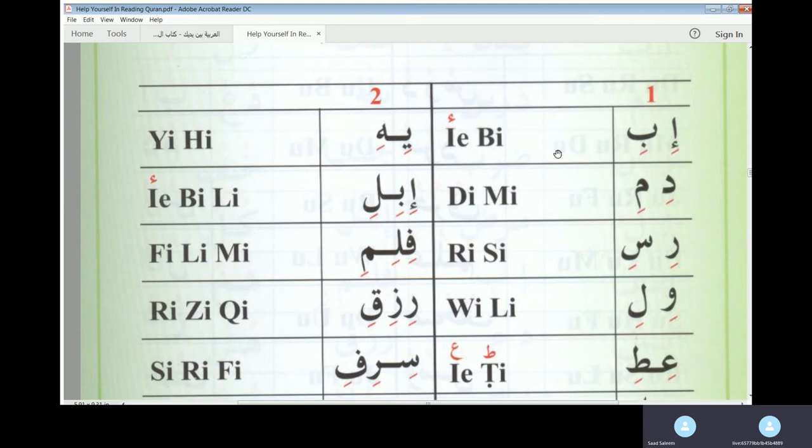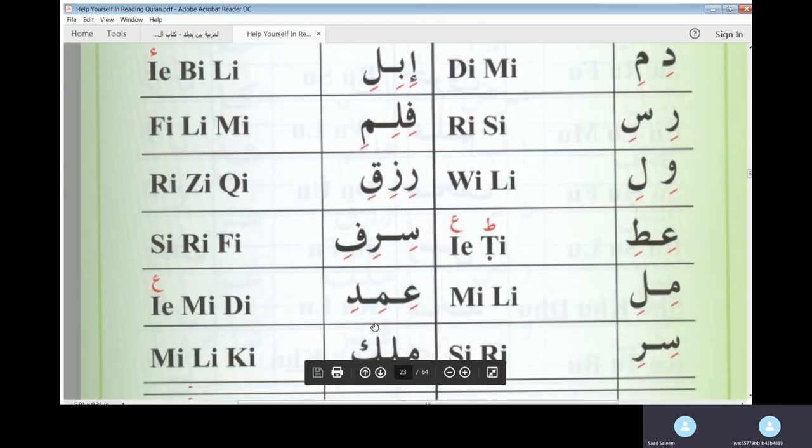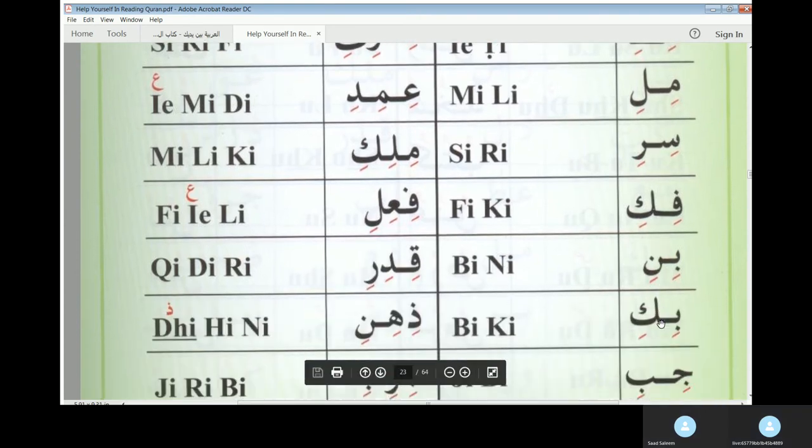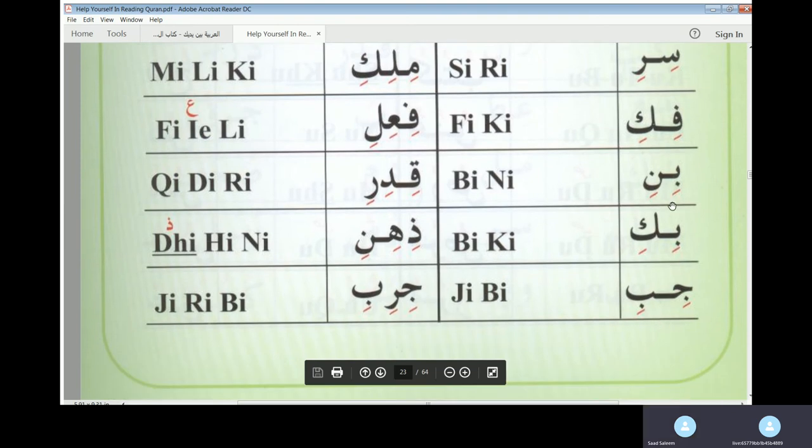Ibi. Yihi. Dimi. Ibili. Risi. Filimi. Wili. Riziki. Iti. Sirifi. Mili. Imidi. Siri. Miliki. Fiki. Fiili. Bini. Kidiri. Biki. Dihini. Jibi. Jiribi.